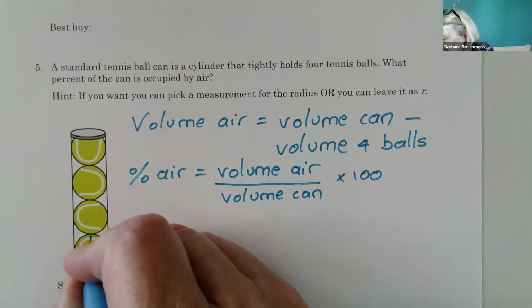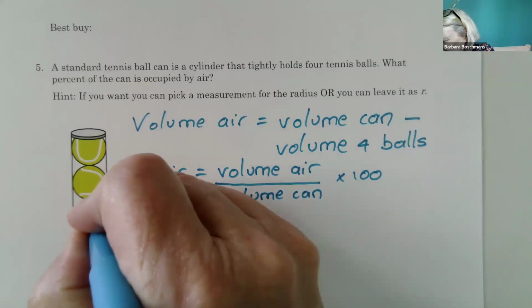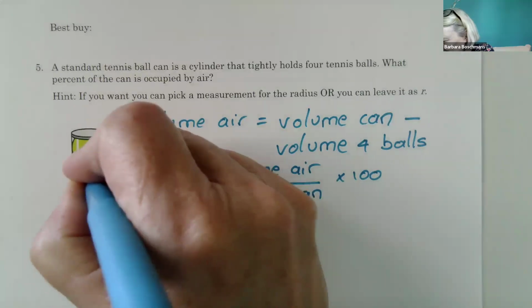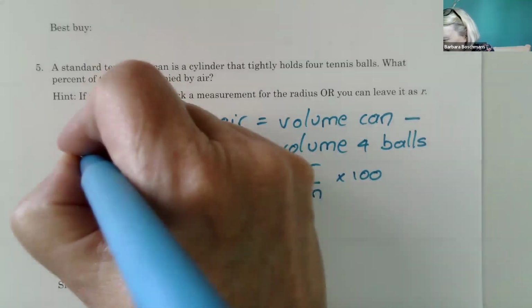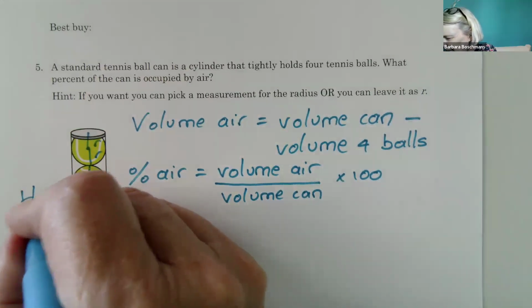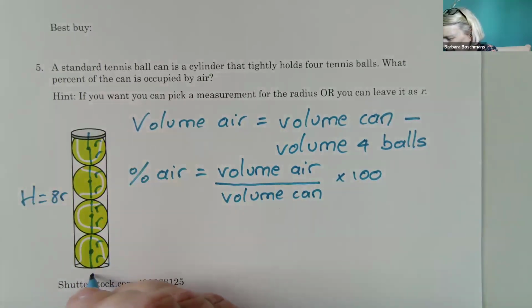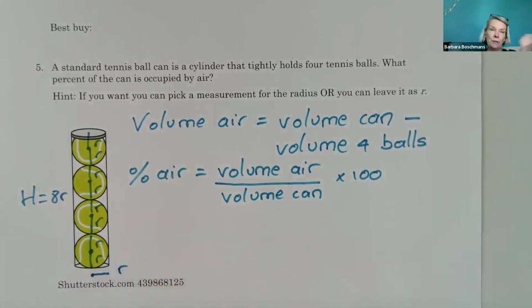So if you pick an R, just know that these tennis balls, and the height of the can would be 1, 2, 3, 4, 5, 6, 7, 8 R's. And then obviously the radius of the cylinder is also R. So we can solve this. Whether we pick a number for R or just leave it in terms of R, the R's will divide out and you will get a percent at the end regardless of what you pick for radius.